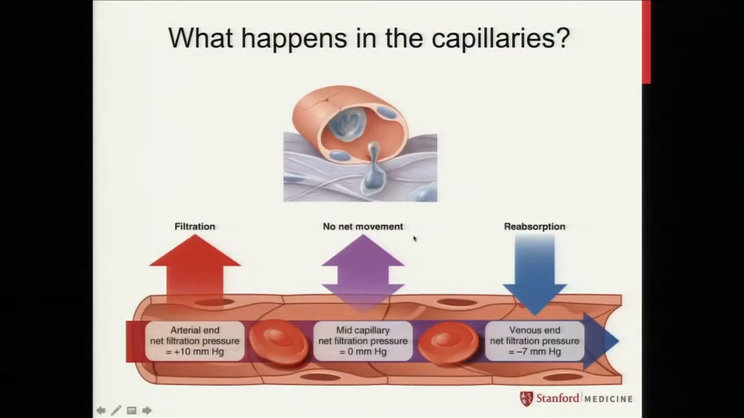So you have the single layer endothelium of the capillary, which can filter nutrients, cells, all of that through the tissue and back into the blood vessel. On the artery side of the capillary, you have the high pressure of the arteries filtering fluid and nutrients into the tissue. At the middle of the capillary, there's not a lot of movement, but when it gets to the venous side, where the pressure is very, very low, it reabsorbs all of that fluid.